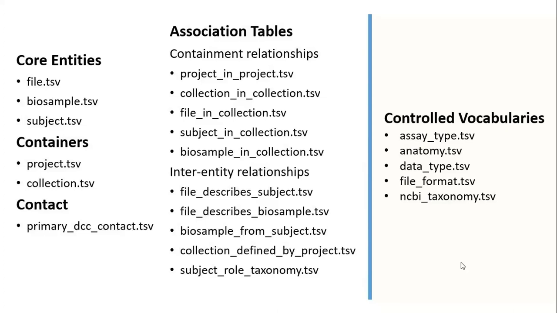There are also container metadata tables, and they describe projects and collections, which, as I mentioned earlier, were most relevant to the LINCS data portal data, which was indeed separated into different projects and also different collections. There is a single table with information on the primary contact of the data coordination center for the given project. And then there is a whole bunch of association tables that need to be built.